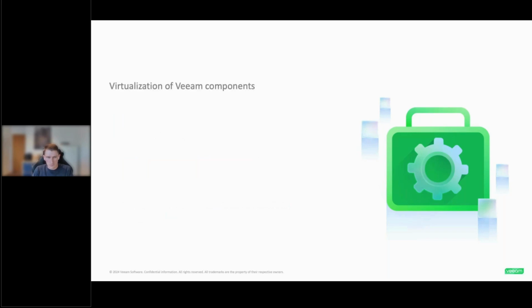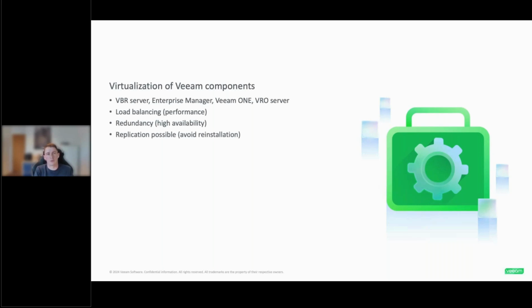Another thing, and that's a personal recommendation, you should think about the virtualization of Veeam components. So in detail, the VBR server, the Enterprise Manager, and the VRO server. And why is that? I think every one of us knows virtualization. That's basically load balancing. So it's a performance thing. Redundancy, and you could, please be careful with that, you could use replication. In case of a disaster, we would like to achieve a very low RTO. So we would like to avoid performing a reinstallation of any kind of Veeam software.